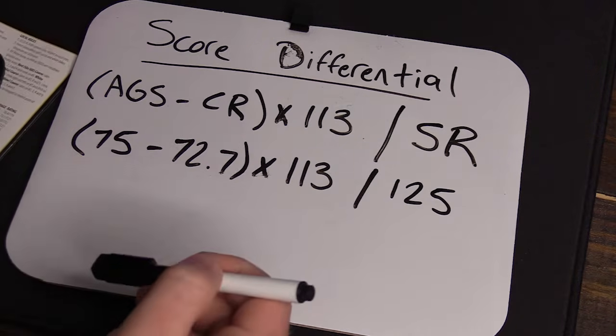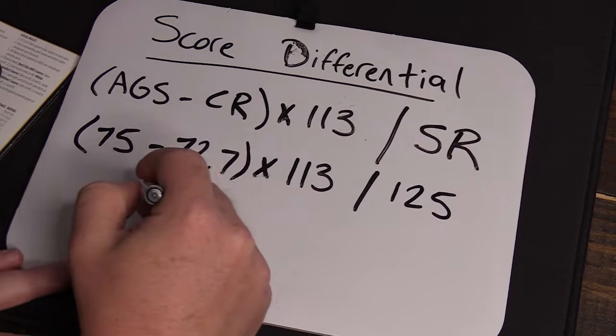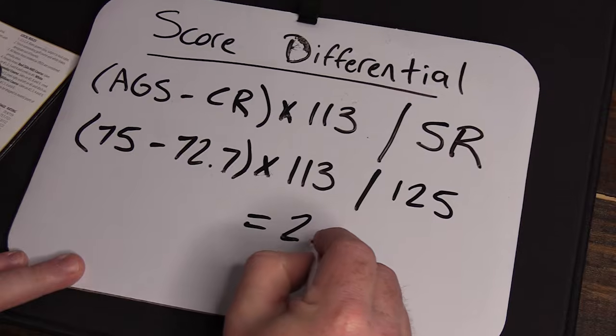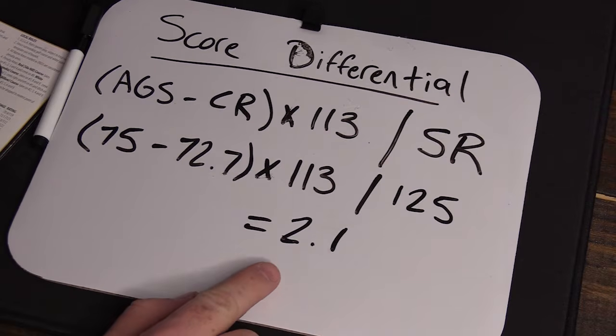So my actual score differential from this round of 75 is a 2.1. That would be your actual handicap number. So that's how you calculate the score differential. And then once you start building those score differentials up, you will actually take the averages of those differentials and figure out what your handicap is.